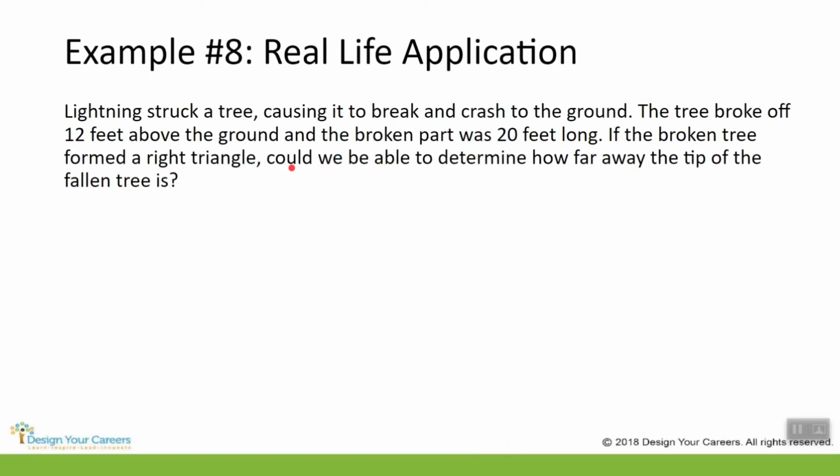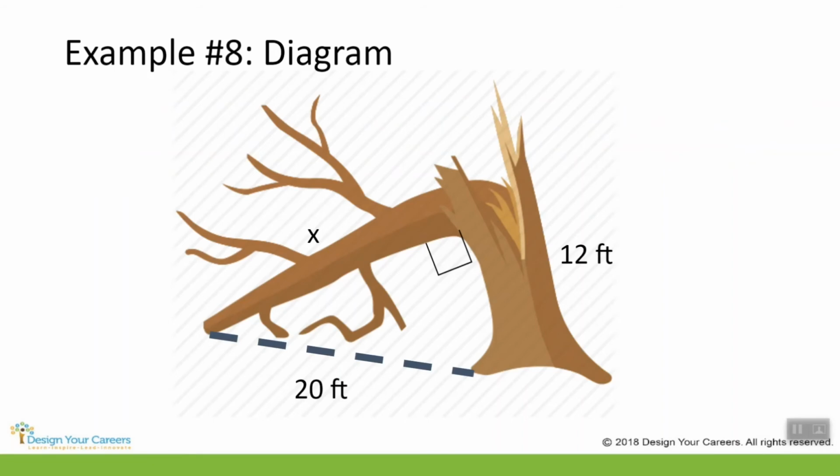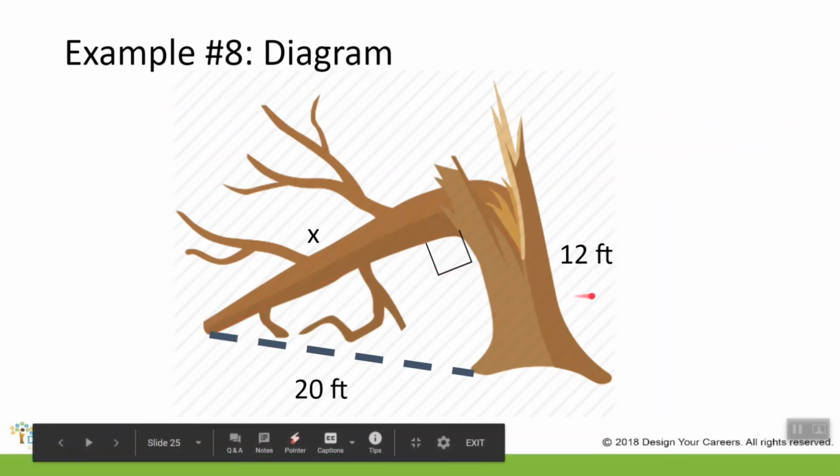Example number 8. Lightning struck a tree, causing it to break and crash to the ground. The tree broke off 12 feet above the ground, and the broken part was 20 feet long. If a broken tree formed a right triangle, could we determine how far away from the tip of the tree fallen is? So this is my diagram. So you have a right angle here. The tree was broken, so you have 12 feet here and 20 feet here. And you're trying to find this distance right here, which is x.